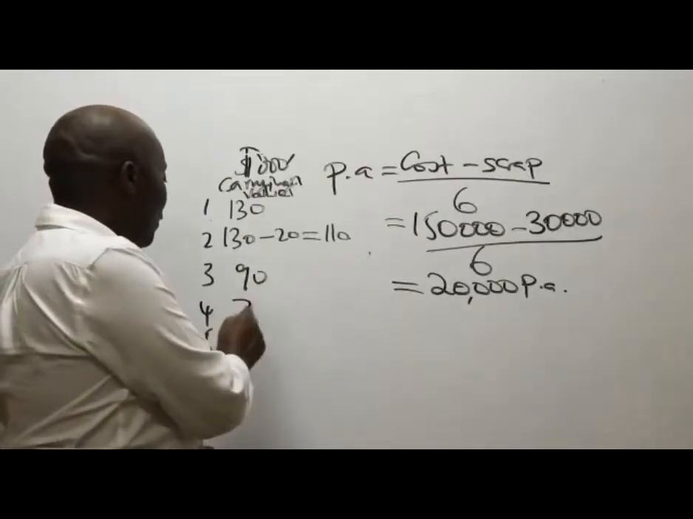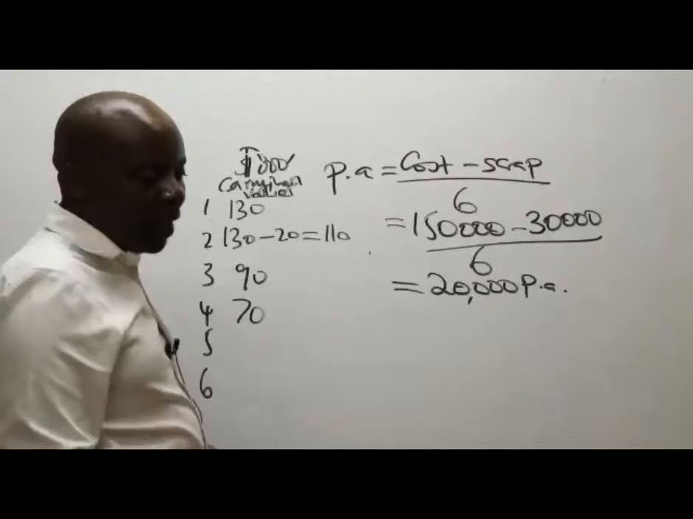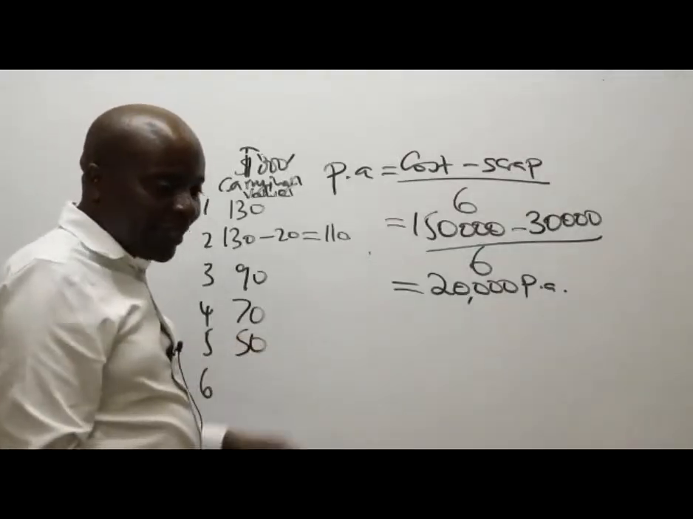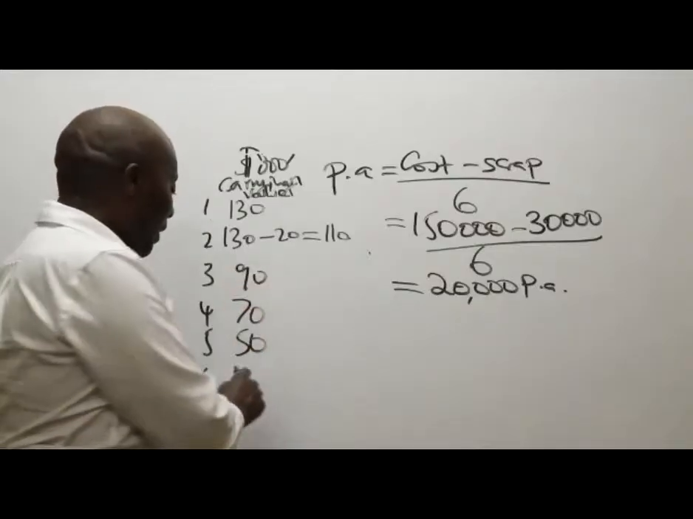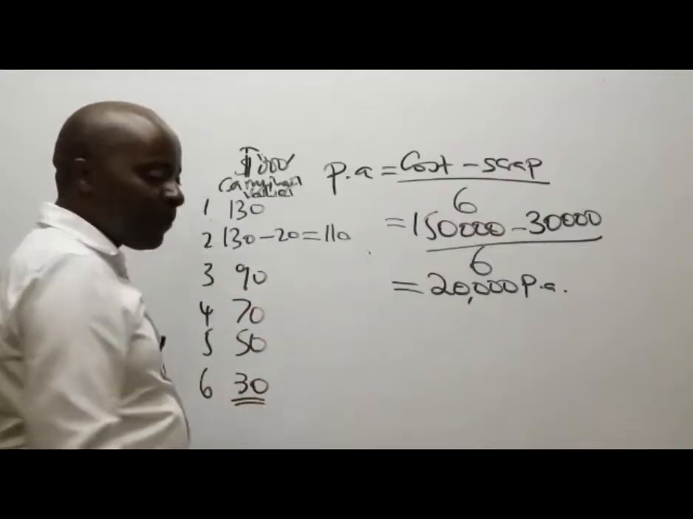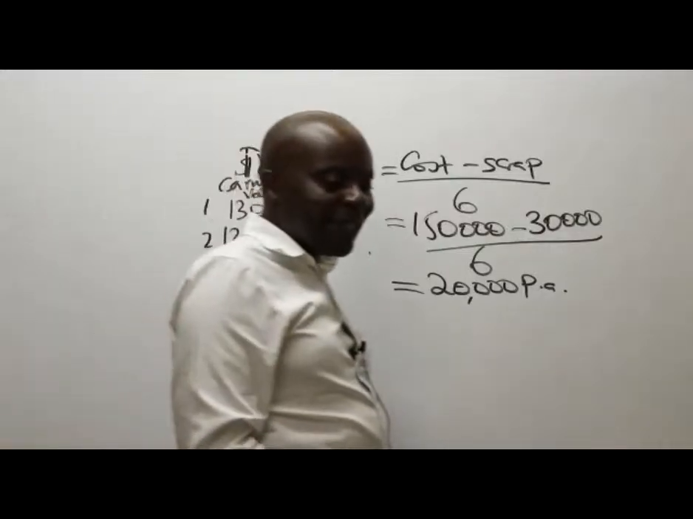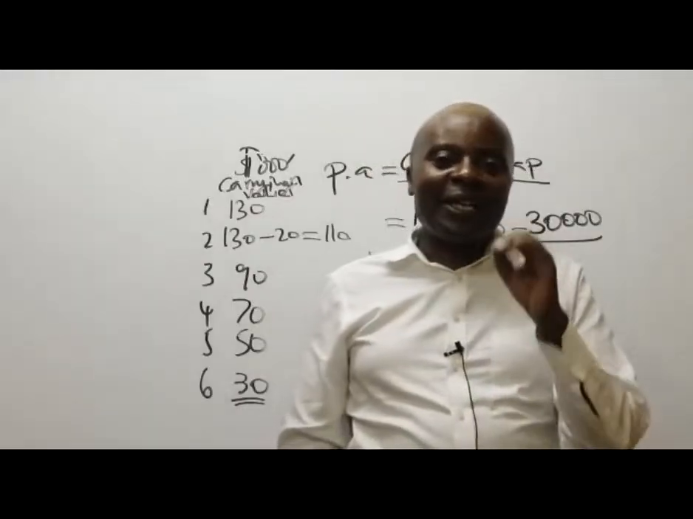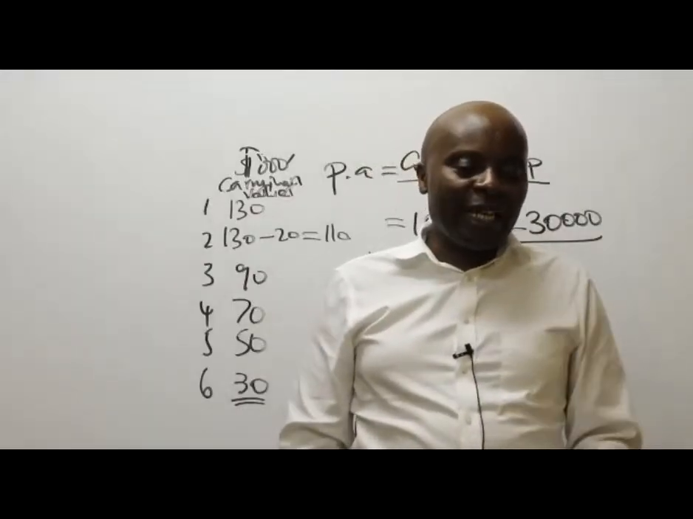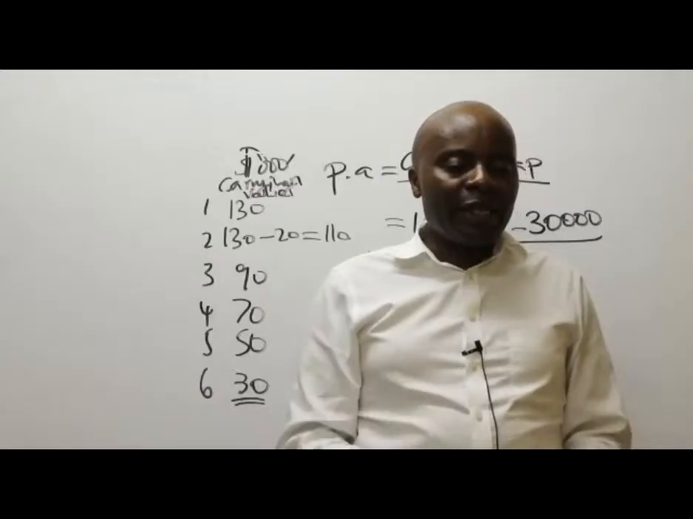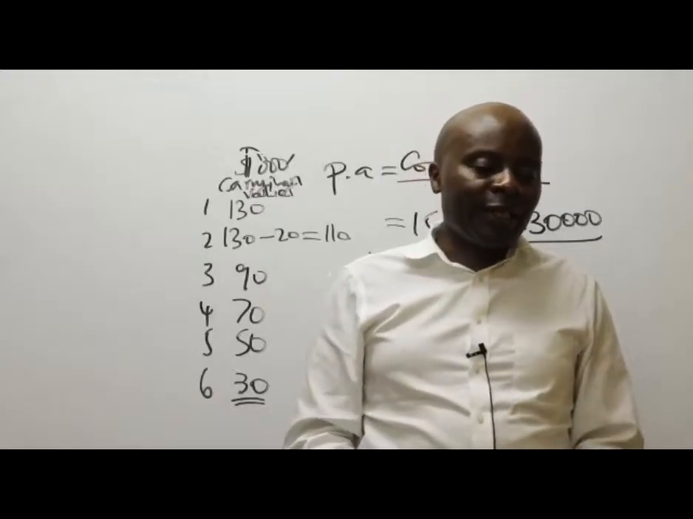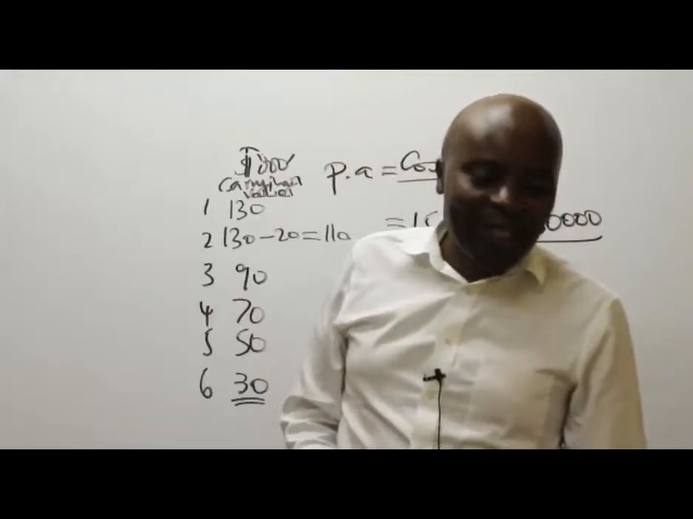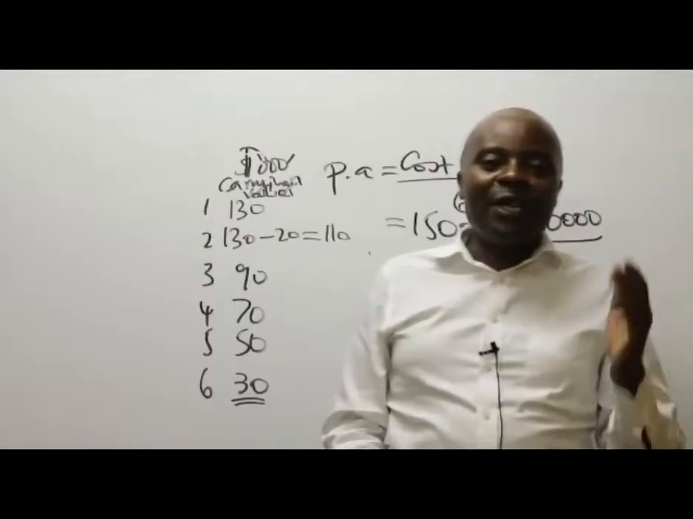Year number 4 is 70. Year number 5 is 50. How about the last one? Year number 6. Is there somebody who is seeing something funny there? It cannot end up at 0 because remember the scrap value after 6 years is 30. So it must end up at 30. That was quite a low-hanging fruit that I've been able to harvest very easily.